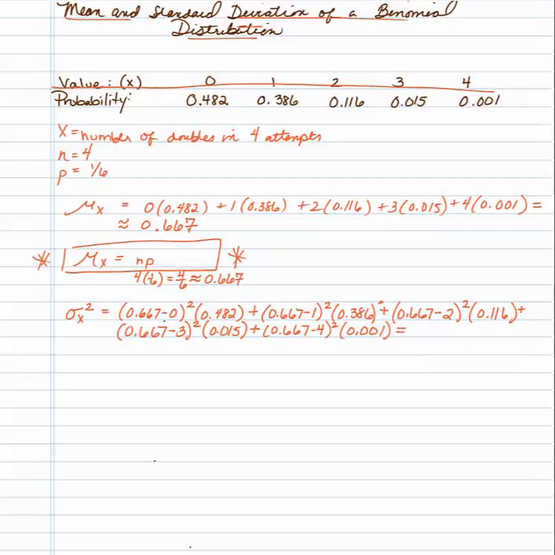Take a minute and do those calculations. If you do these calculations correctly, I think you end up with about 0.556. And remember, standard deviation is you square root this number. So if we square root 0.556, we get an answer around 0.746.